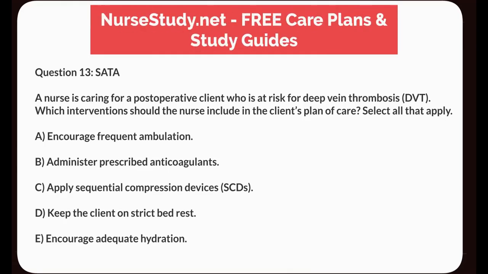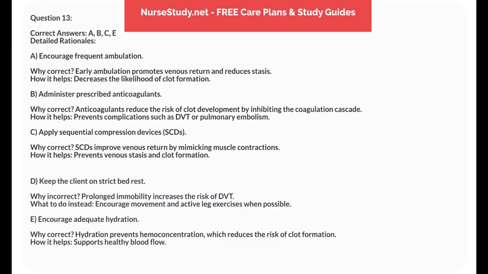Question 13, SATA. A nurse is caring for a postoperative client who is at risk for deep vein thrombosis, DVT. Which interventions should the nurse include in the client's plan of care? Select all that apply. A. Encourage frequent ambulation. B. Administer prescribed anticoagulants. C. Apply sequential compression devices, SCDs. D. Keep the client on strict bed rest. E. Encourage adequate hydration. Correct answers: A, B, C, E.